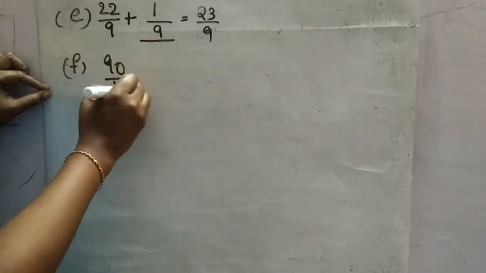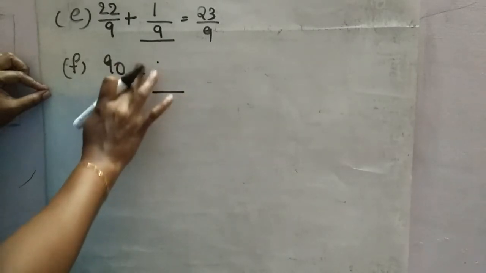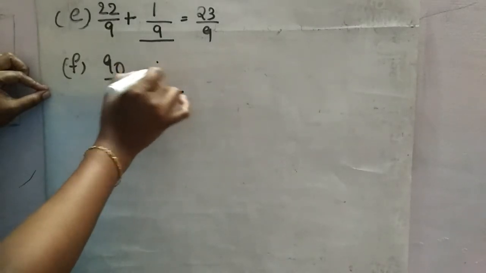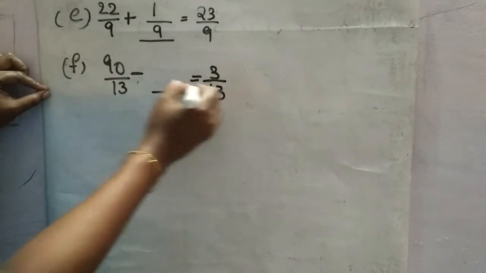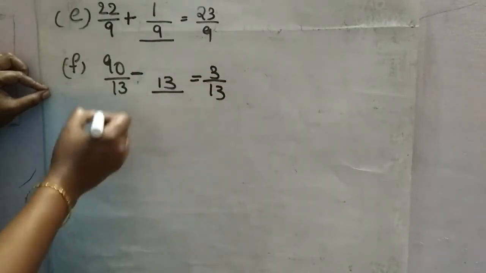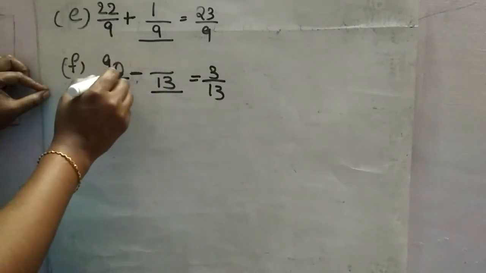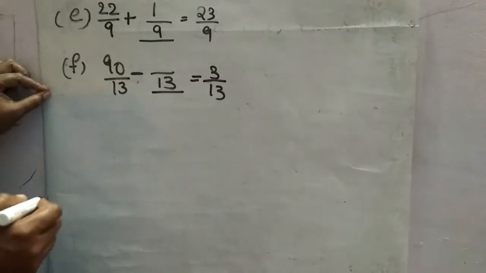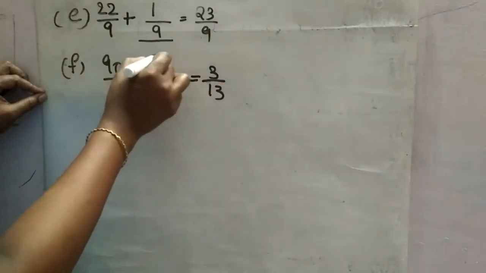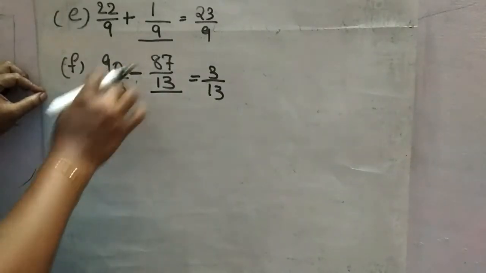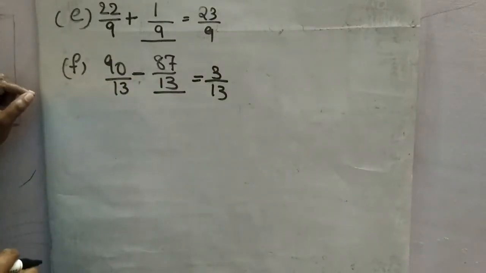The next one. 90 by 13 plus dash, minus dash is equal to 3 by 13. So 13 is the denominator. And 90 minus which number will give 3? We know that 90 minus 87 will give 3. So 87 by 13 is the answer.